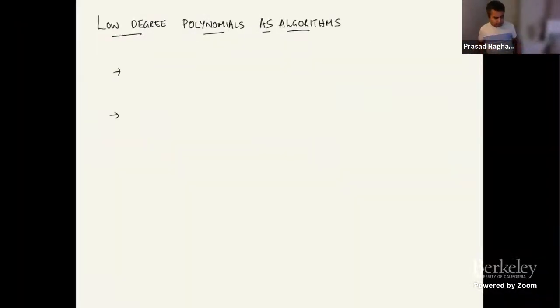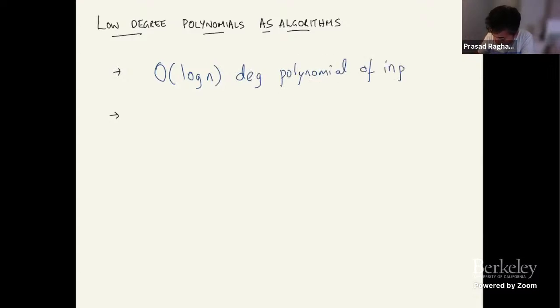Okay, so now we'll talk about another barrier, which comes about by thinking about low degree polynomials as algorithms. So a general low degree polynomial, we're going to think of as an algorithm. In particular, let's say our proxy for a polytime algorithm would be an order log n degree polynomial of the input. Well, not all log n degree polynomials can be computed in polynomial time, but at least they can be computed in quasi-polynomial time.